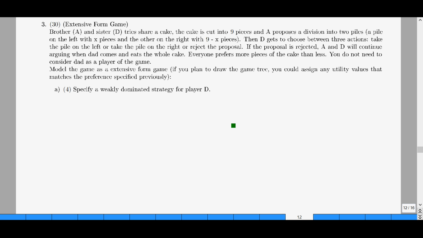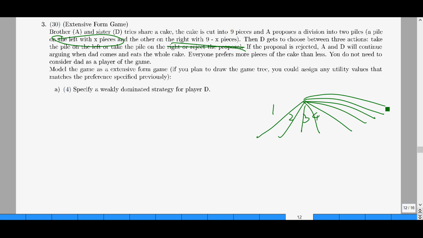Cut into 9 pieces and propose a division into 2 piles, x being the pile on the left. So on the left is called x, on the right is 9 minus x, so notation is important. And D chooses either left or right or reject. So A has choices like this: 1 on the left, 2 on the left, 3 on the left. Remember the number I said is on the left, 5, 6, 7, 8, 9.